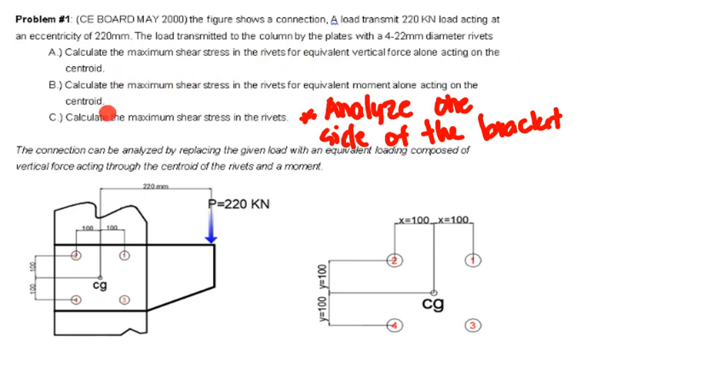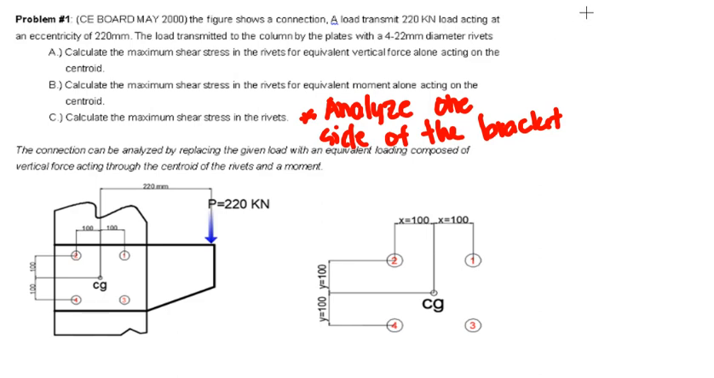the centroid. We also have to calculate the maximum shear stress in the rivets for the equivalent moment alone acting on the centroid, and we have to calculate the maximum shear stress in the rivets. So we have here, given in the figure, our bracket. So we have P 220, we have an eccentricity 220, and we also have distances of bolts from the centroid. So we have to analyze one side of the bracket.